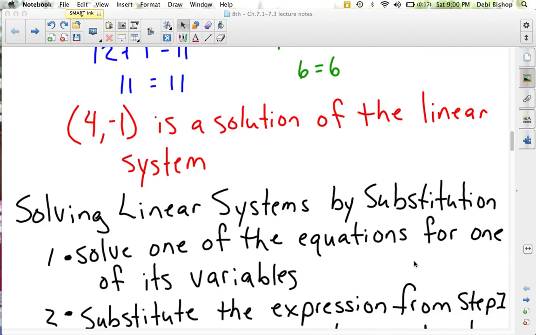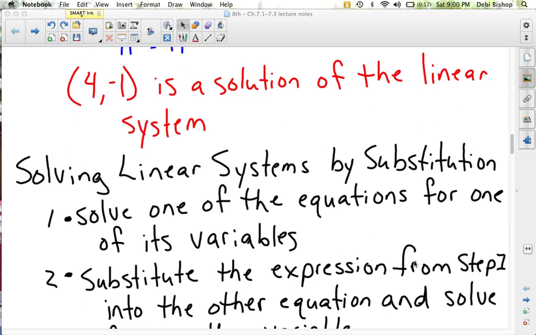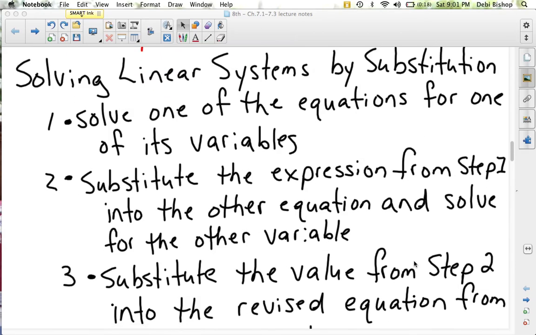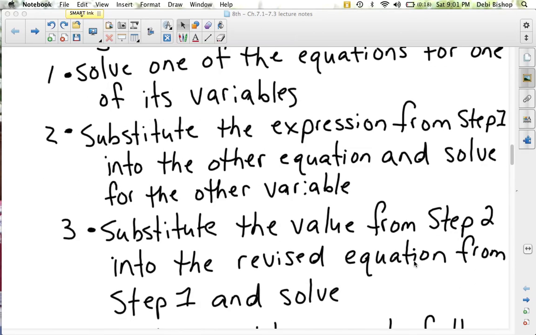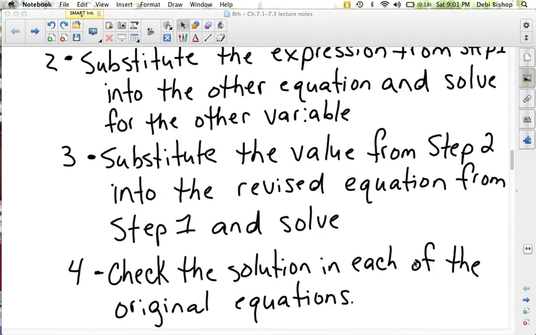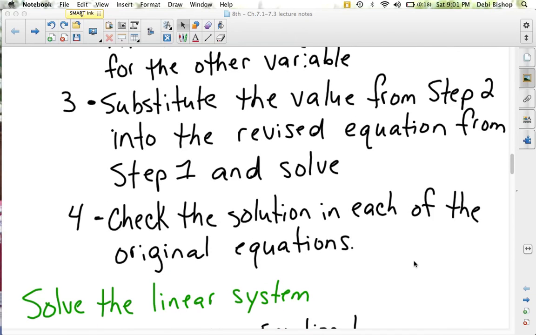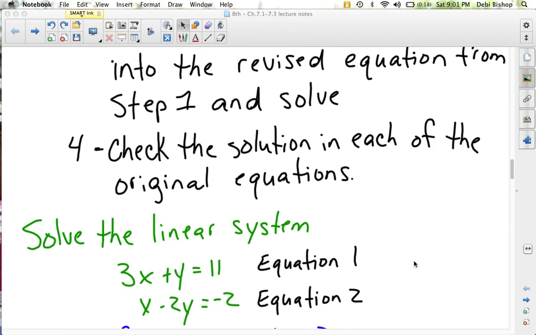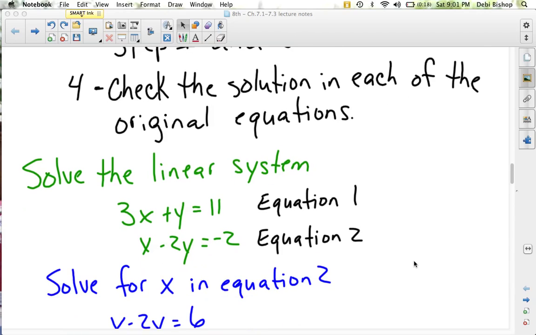The other way of doing it is by substitution. First you solve one of the equations for one of its variables. Then you substitute the expression from step 1 into the other equation and solve for the other variable. Third step is you substitute the value from step 2 into the revised equation from step 1 and solve. Then you check the solution in each of the original equations. We are going to use the exact same equations so you can see that all 3 of these work and get the same answer.